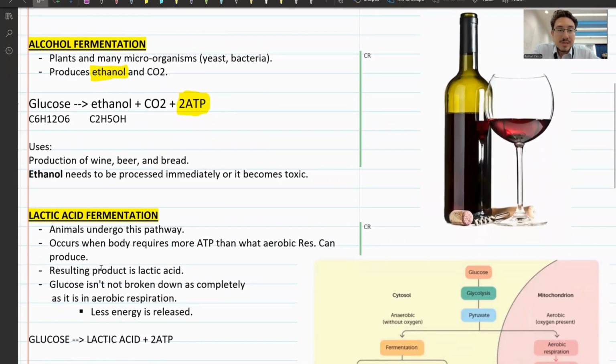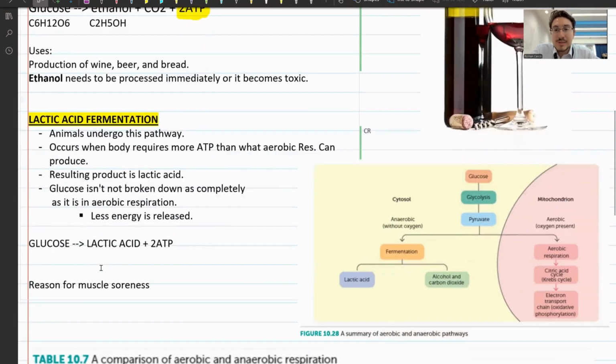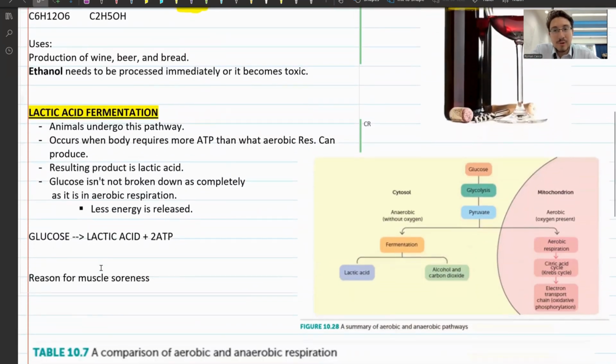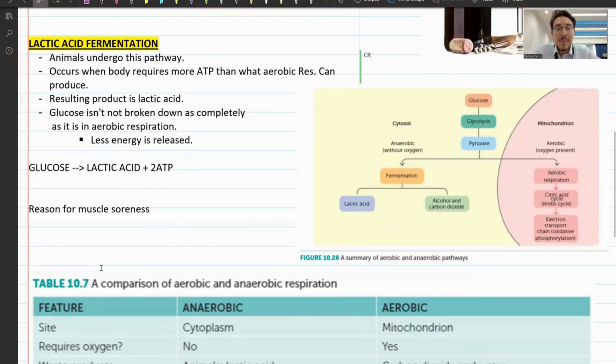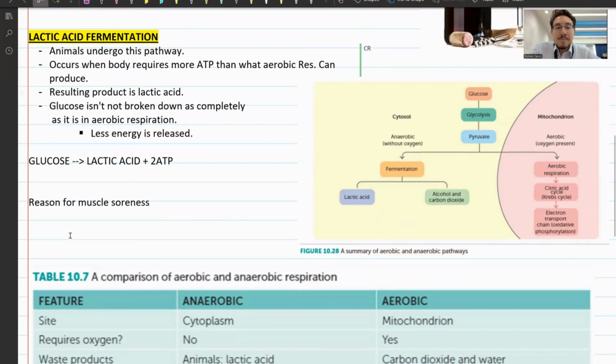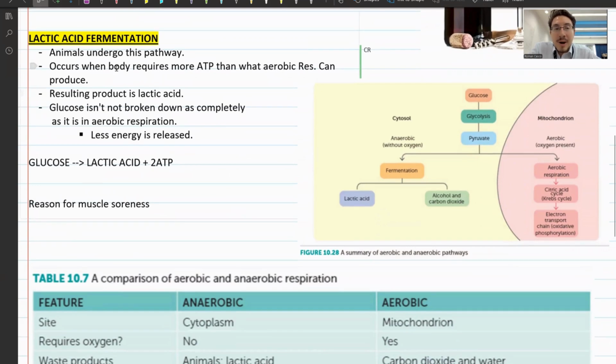Similarly to alcohol fermentation, we have lactic acid fermentation, and this is what humans undergo whenever we don't have enough oxygen circulating in our muscles and our body, especially when we're doing exercise, right? So what happens? When our body requires more ATP than what aerobic respiration can produce, some cells can get that oxygen, right? Not all cells. We can't supply all the cells with oxygen when we're doing strenuous exercise, right? So they have to rely on something else, which is lactic acid fermentation.